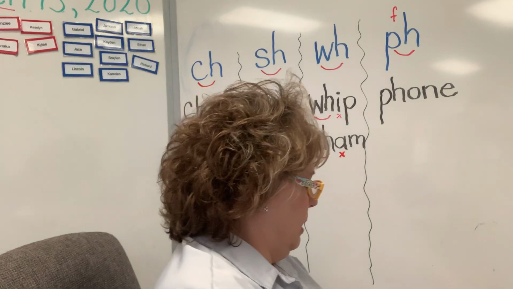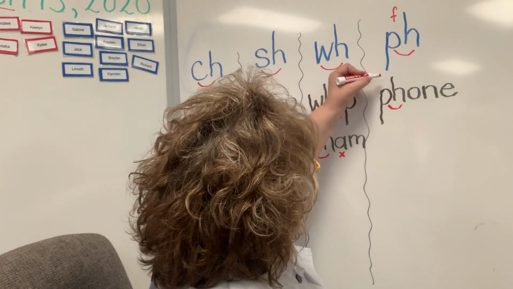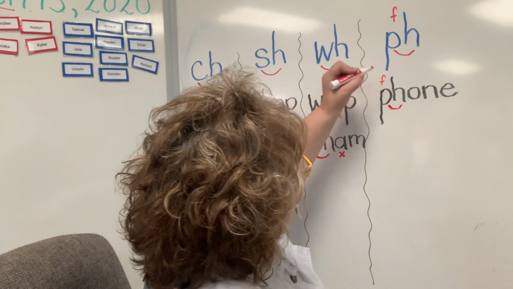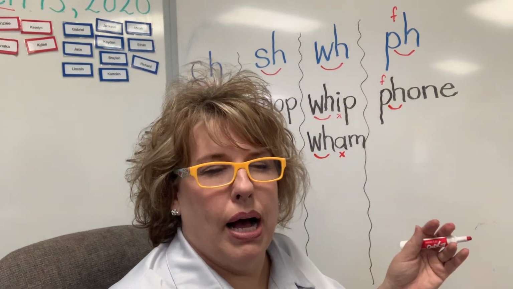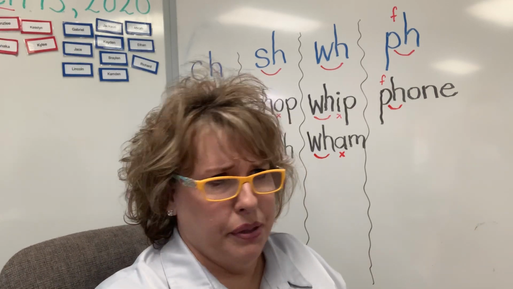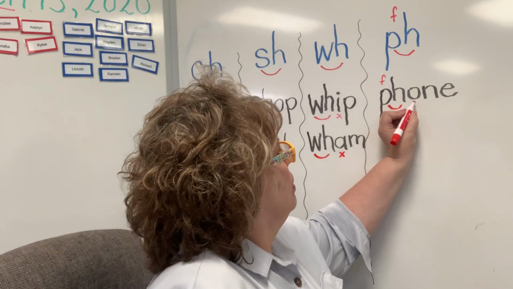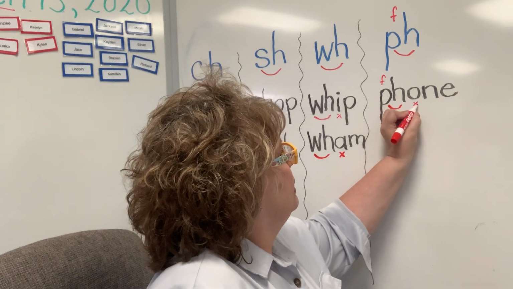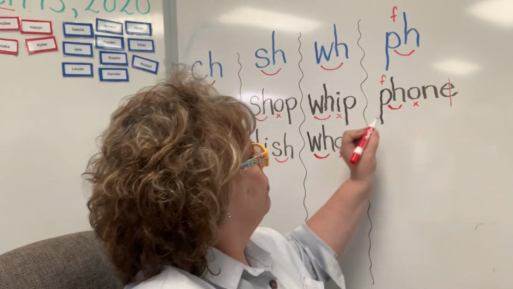So I'm going to mark it. We're going to mark our digraph first. And we're going to put that little bitty F up there just to help us remember. We'll eventually drop that. But for a while, for us kindergartners, we're not used to PH making the F sound. O is saying its name. It's long. And that E is being silent, isn't it?